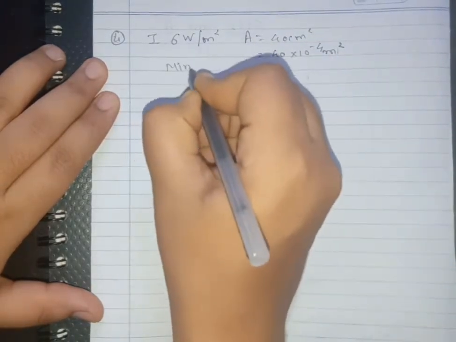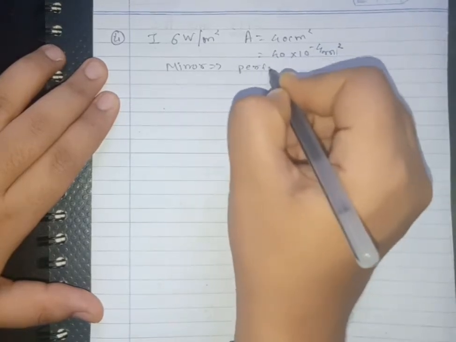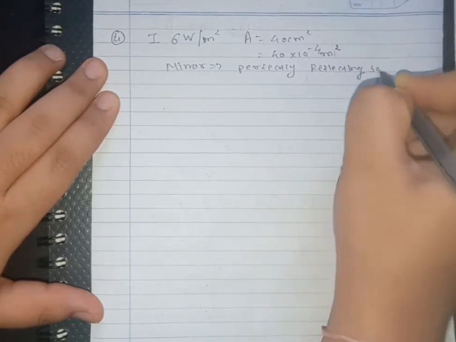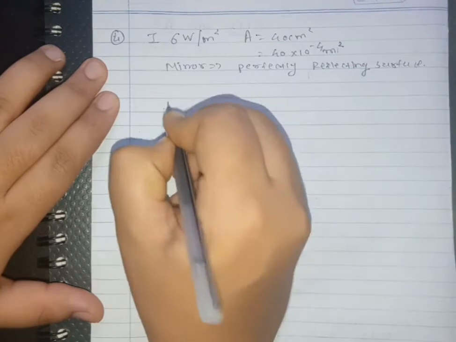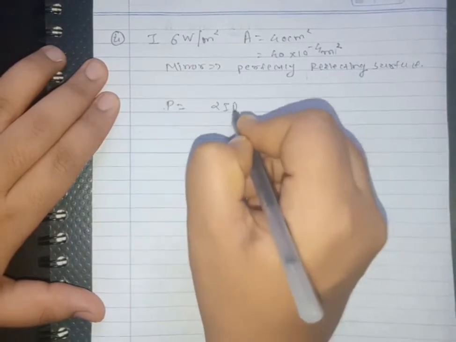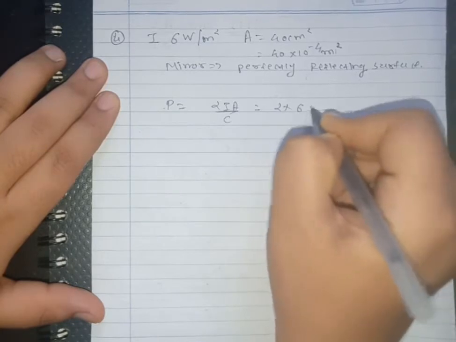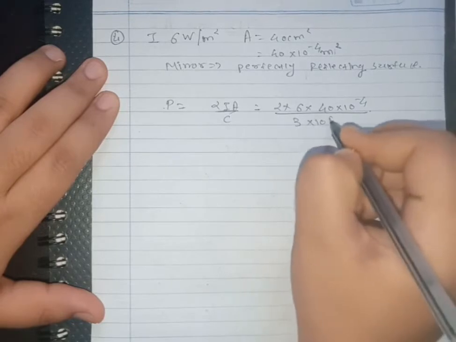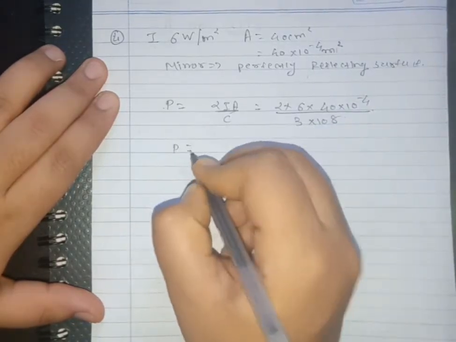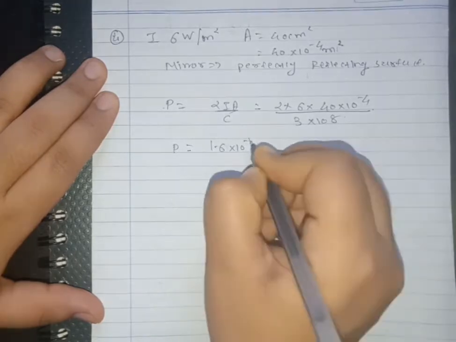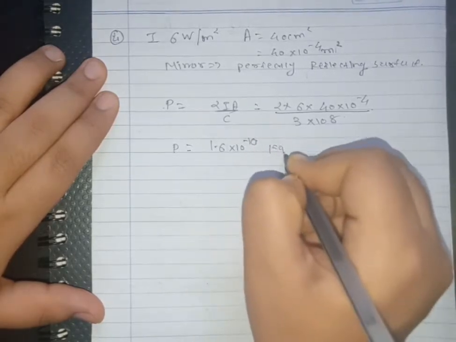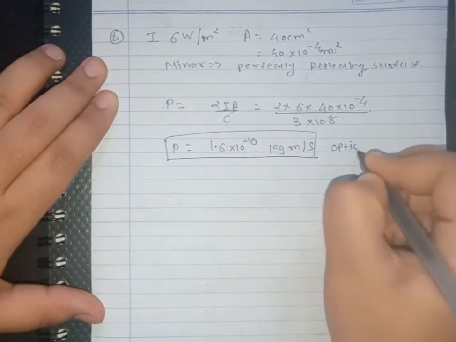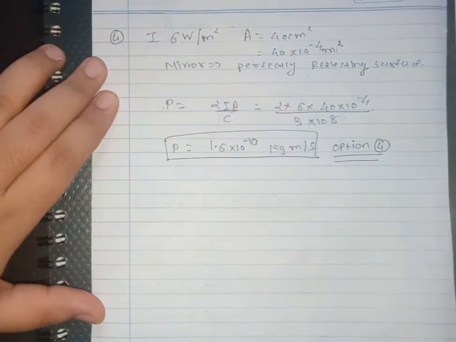As the mirror is a perfectly reflecting surface, the momentum transferred is given by 2IA by C. So 2 into 6 into 40 into 10 power minus 4 divided by 3 into 10 power 8. Simplify this, we'll get P equal to 1.6 into 10 power minus 10 kg meter per second. So option 4 is the correct option.